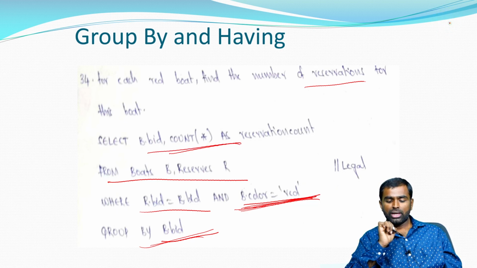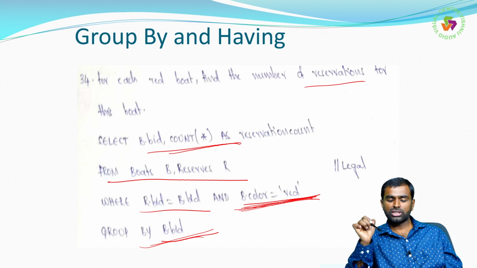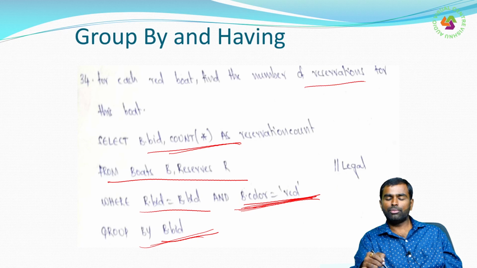That count for B.BID, so count of star as reservation count. Find the number of reservations for this boat. For each red boat, how many reservations? Where color equal to red, that red boat is taken. So for that red boat, how many reservations are done? Count of star means it is repeated automatically and the count is incremented.